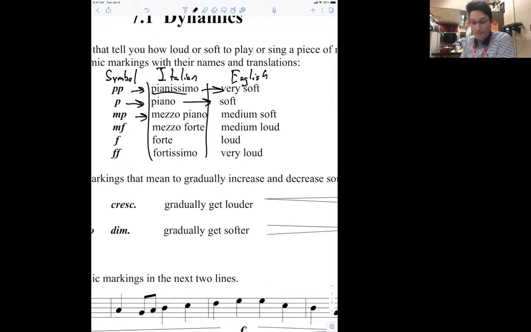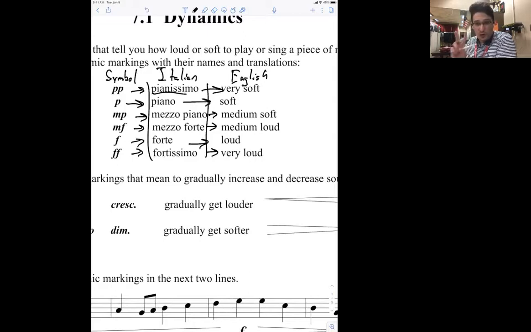Mezzo piano, mezzo means medium or moderately, and piano we already know means soft, so that literally translates to medium soft. Now we have mezzo forte, so we know mezzo means medium and forte means loud in Italian, so that's medium loud. Forte with just an F means loud, and then fortissimo, which is two F's, means very loud.